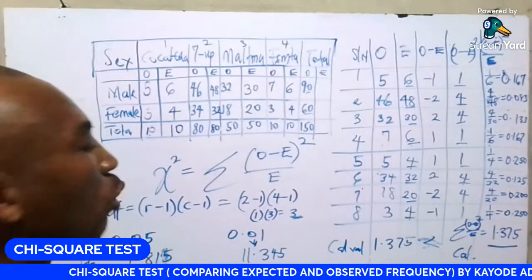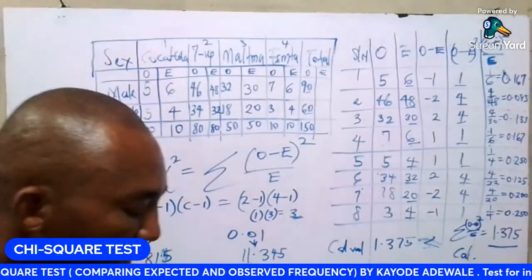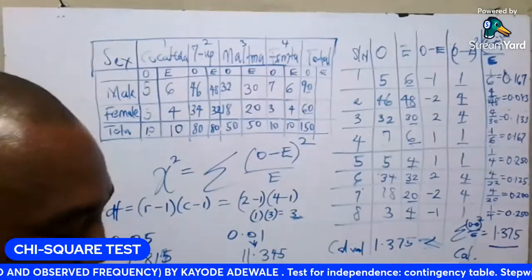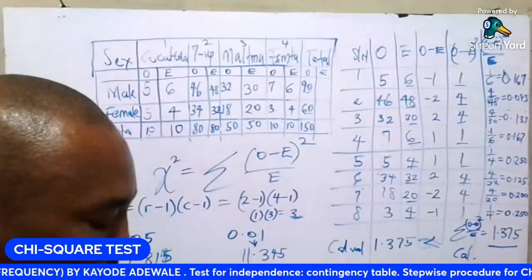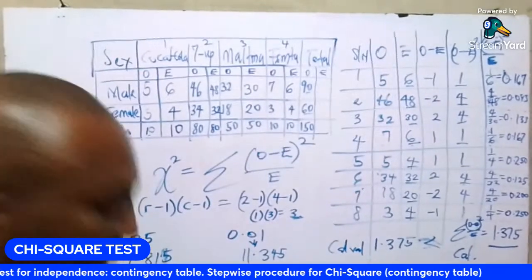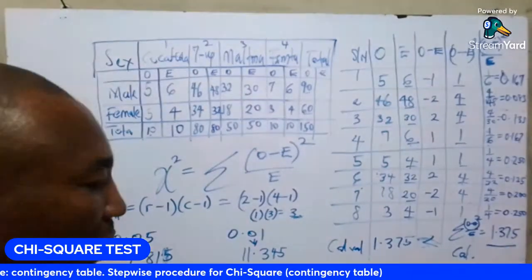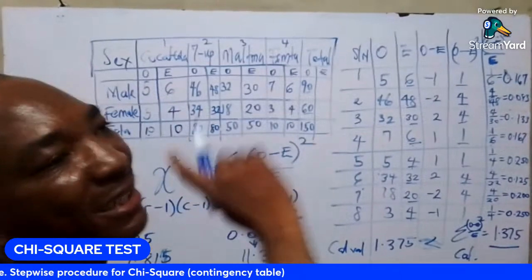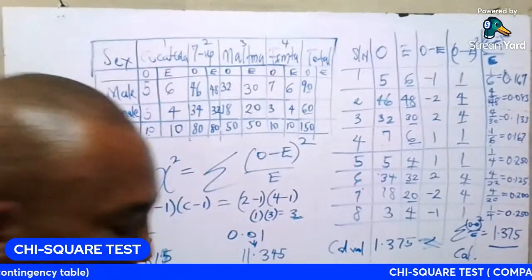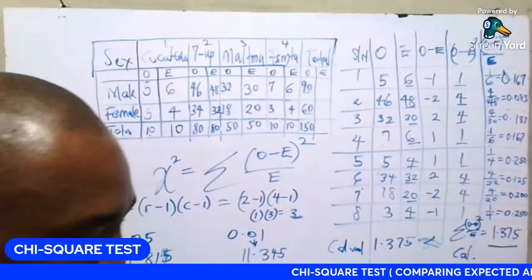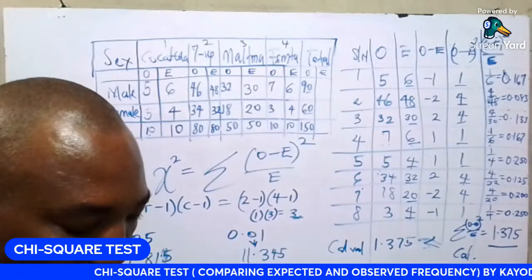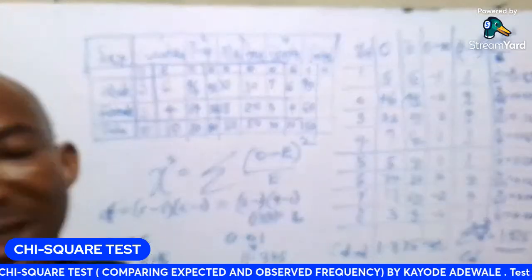So we want to conclude that since our calculated value at 0.05 and 0.01 found on the table is greater than the calculated value here, the calculated value is lesser than the critical value. Then we conclude that our observed calculated value 1.3 is lesser than any of the critical values. Then we accept the null hypothesis.